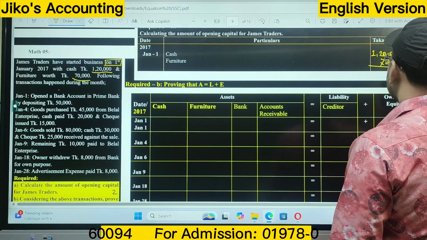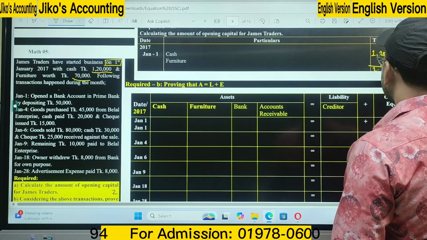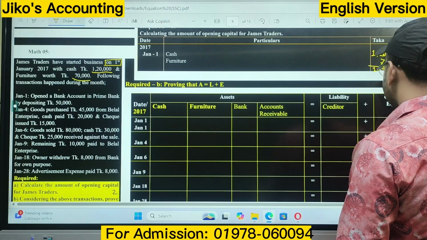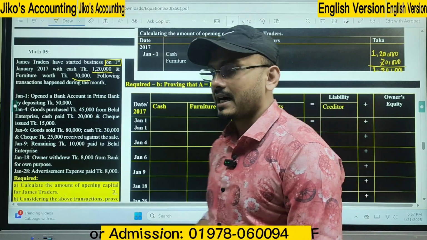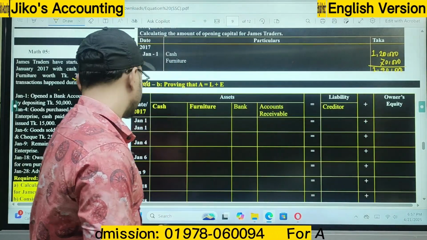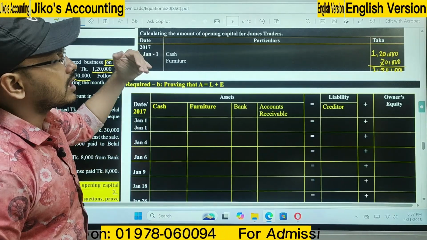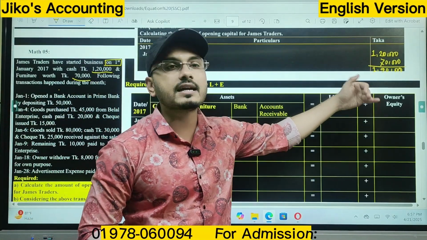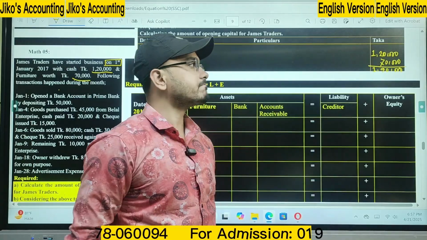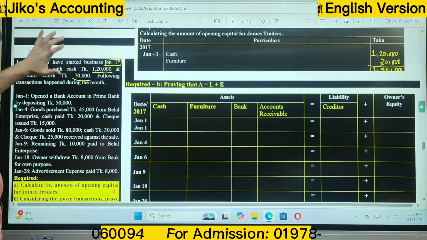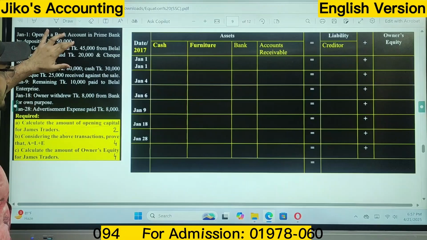We now have to calculate all of them. What is our total amount? 1,90,000 taka. That's what we have been asked to do. Is it clear, sir? Calculate the amount of opening capital. So what is our total amount of opening capital? 1,90,000 taka. Is it okay, sir? Now we should move to our second requirement.